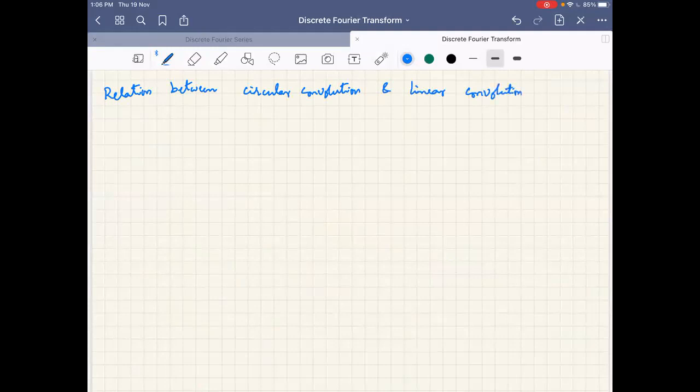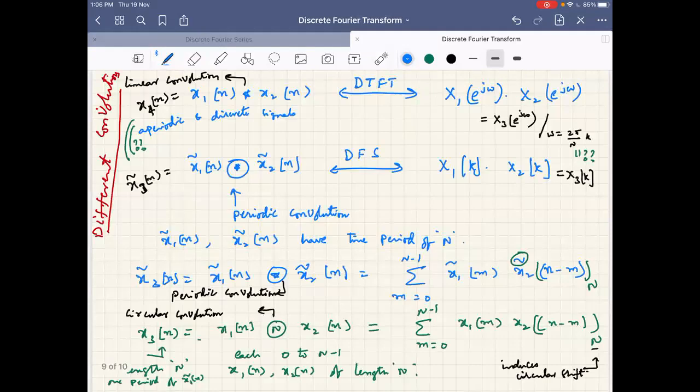So why did I leave out periodic convolution? The reason being, this is anyway a periodic signal. In the worst case, even if this is somewhat related to this, it has to be x3 of n, because it is one period of it. So the main relation that we need to look at is the relation between x4 of n and x3 of n, the linear convolution and the circular convolution, not the periodic convolution. That's what we are trying to see now.